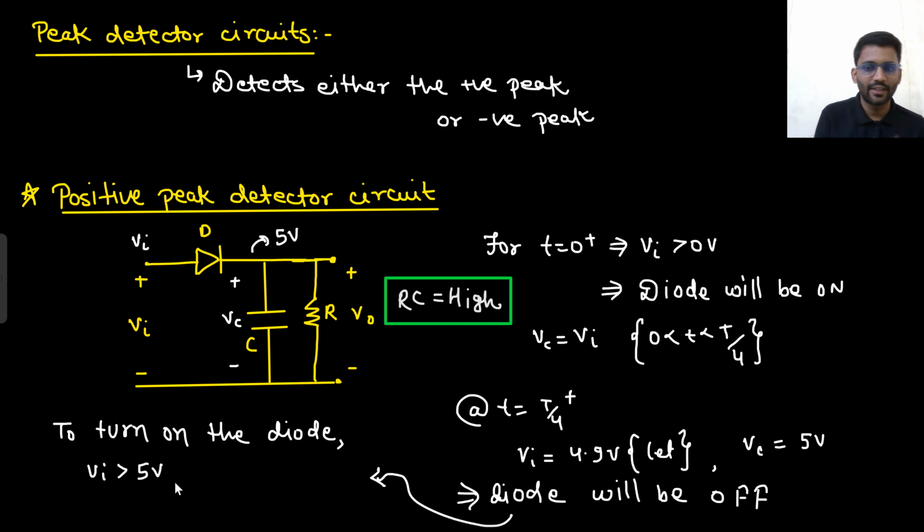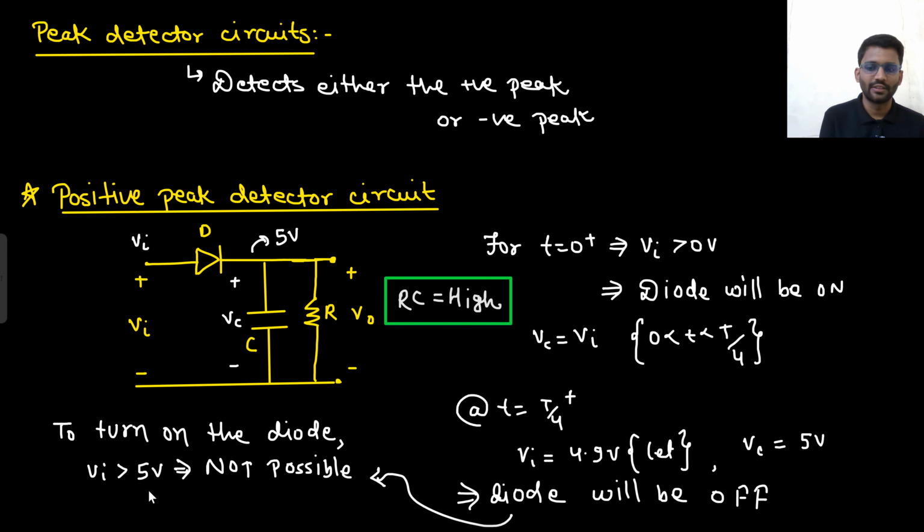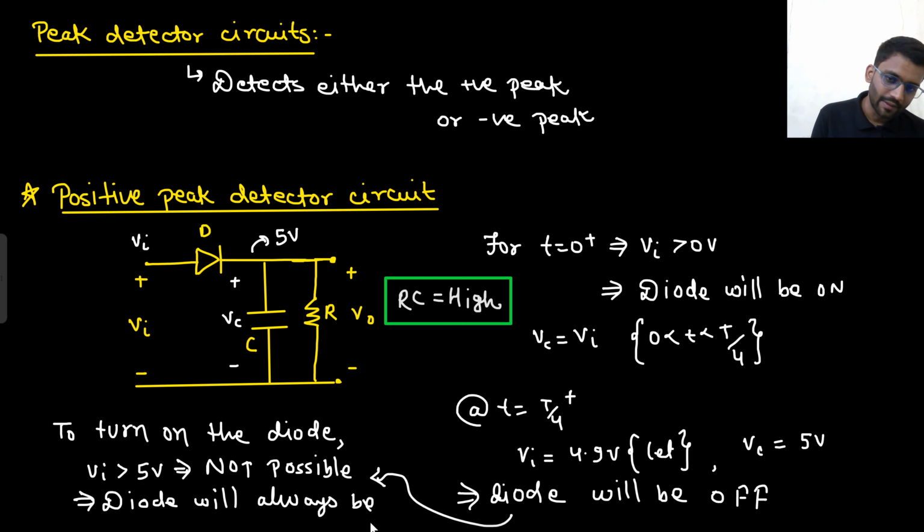Vin should be greater than 5 volt, then only the diode will be turned on, which is not possible, because the maximum value of our input is 5 volt only. So this is not possible. So the diode will always be off.